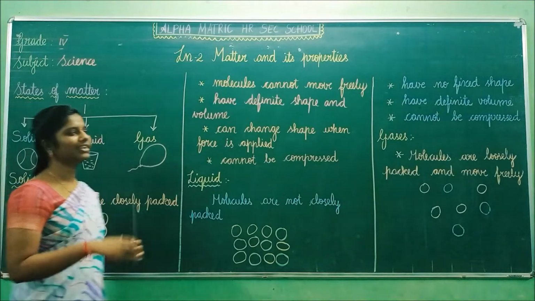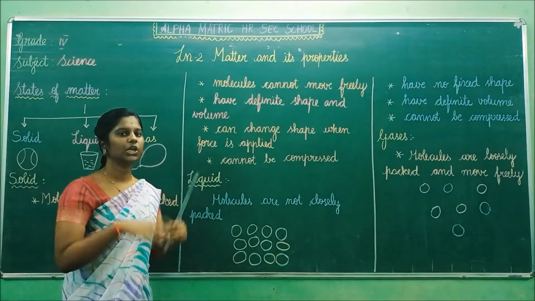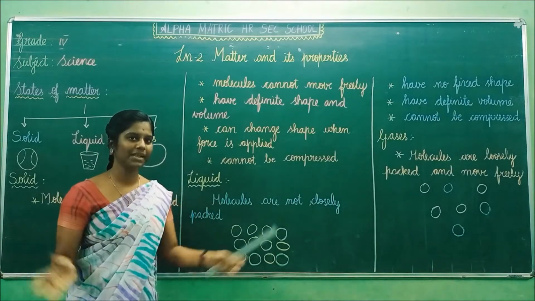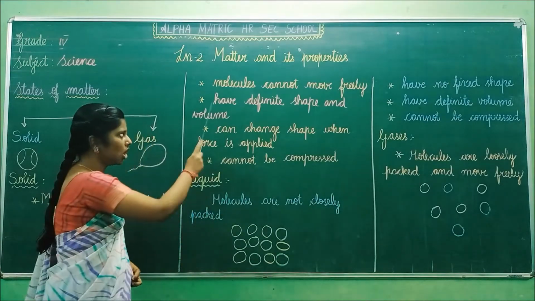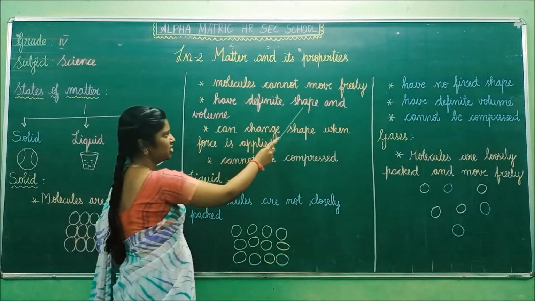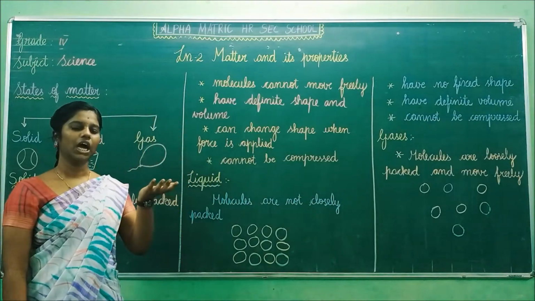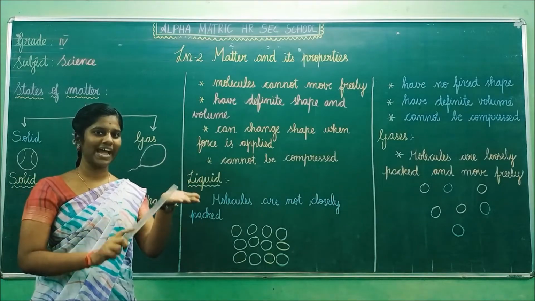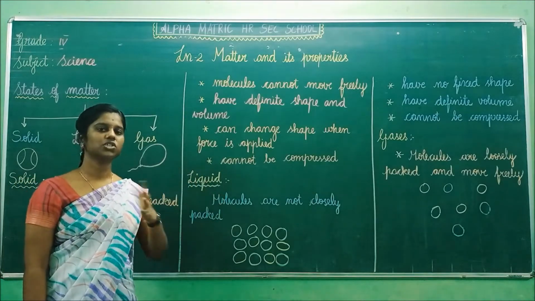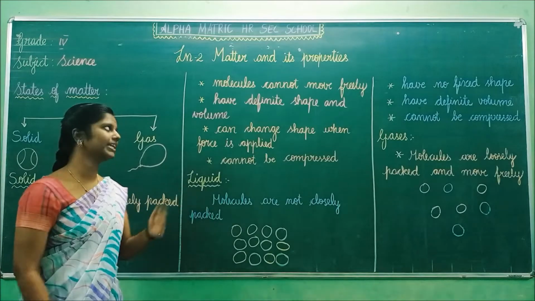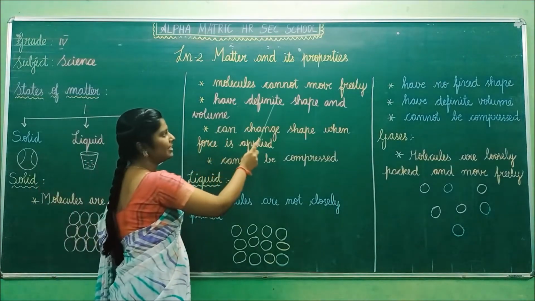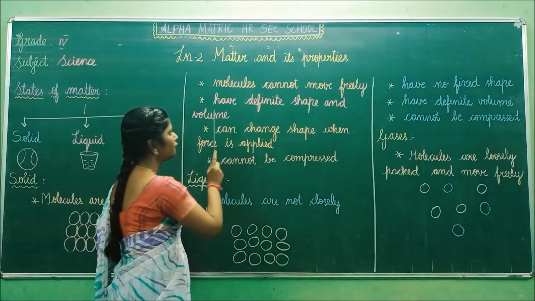See, do solids have a definite shape or not? Yes, your book has a shape. Your table has a shape. So, solids have definite shape and volume. Volume means weight. See, if you hold your book in your hand, you can feel the weight. So, solids have weight. So, solids have definite shape and volume.